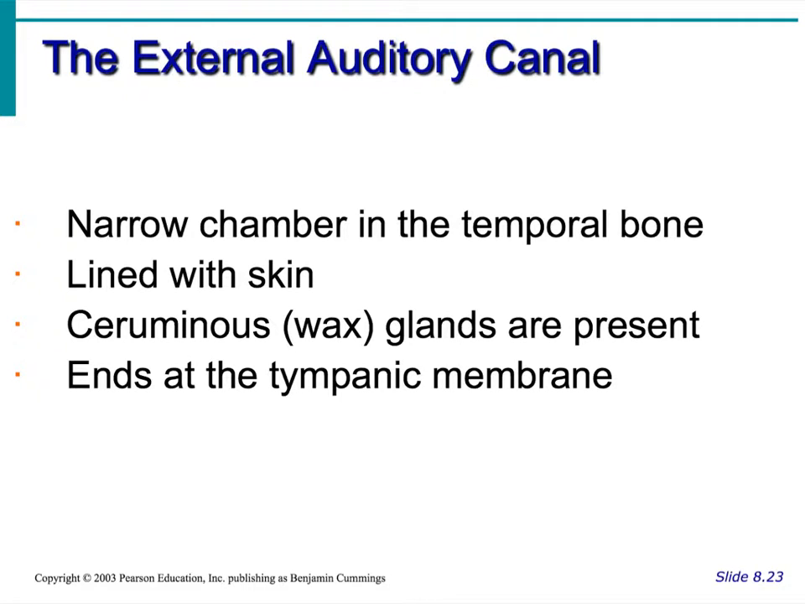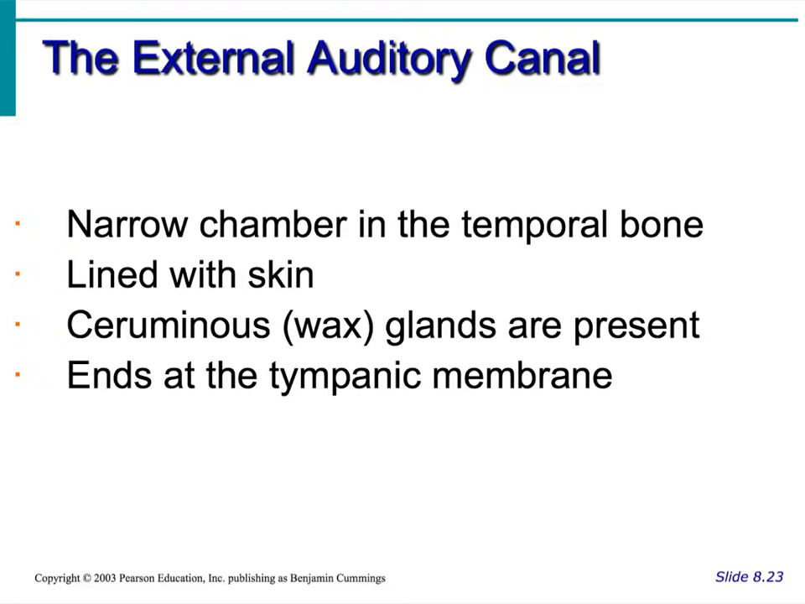Your external auditory canal, if you recall from our study of the skull, the skeleton, you have an external auditory meatus. That's what we're talking about here. Remember, it's above the styloid process and the mastoid process in your temporal bone, right behind the zygomatic process and the hole for your eye, the orbit. So it's lined with skin. It's about 1 inch long.